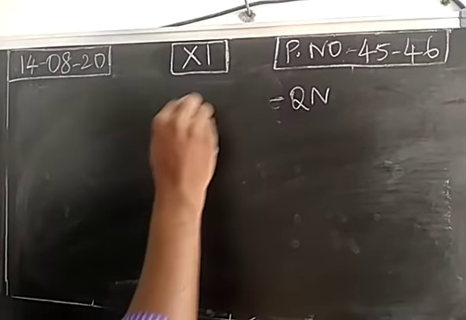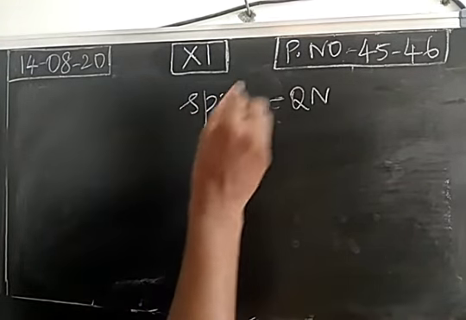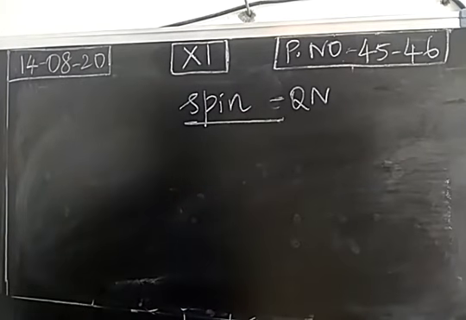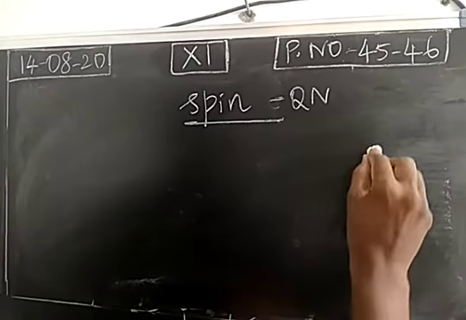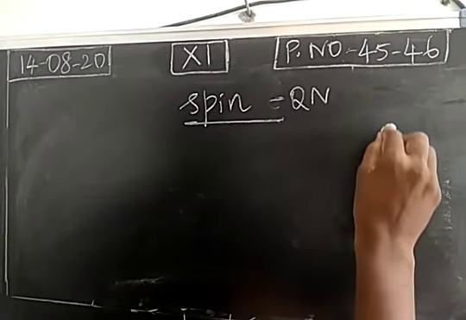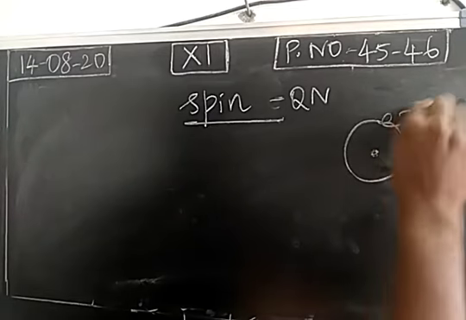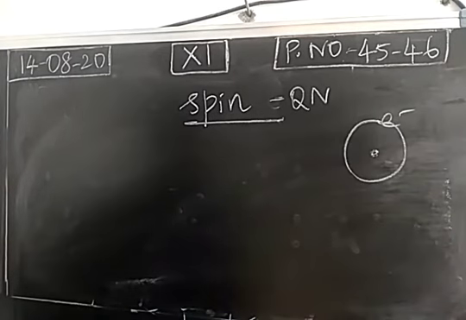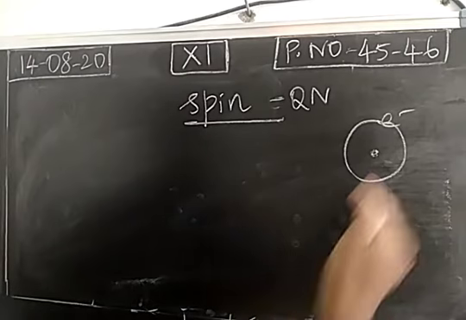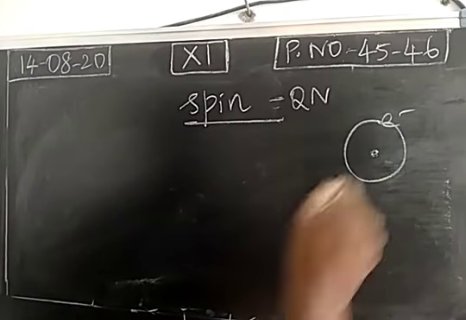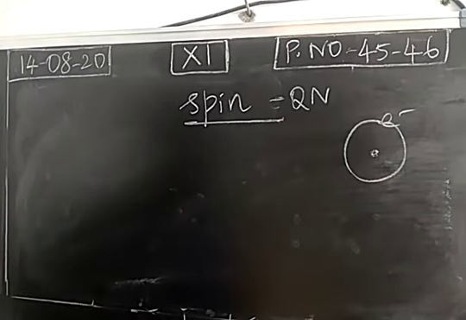Next, spin quantum number. Consider an electron in an atom. Hydrogen has only 1 electron in the first orbit. We know that the electron is revolving around the nucleus in the first orbit. At the same time, the electron is spinning on its own axis, right?